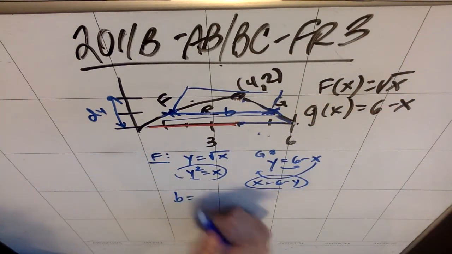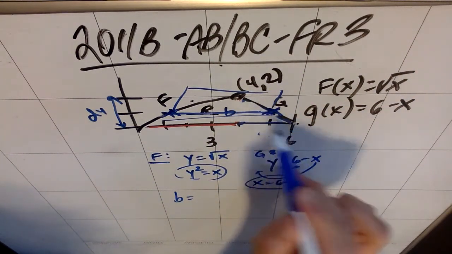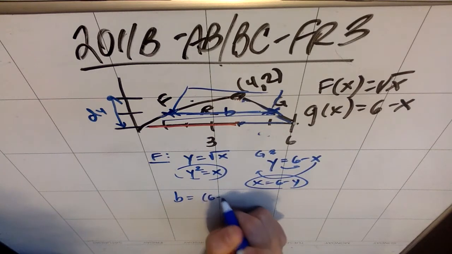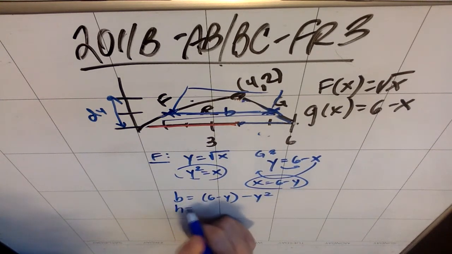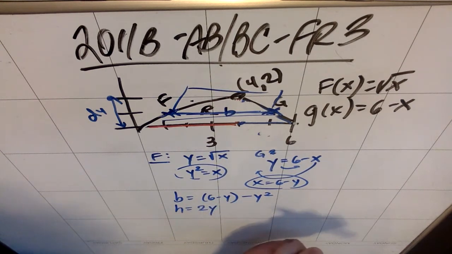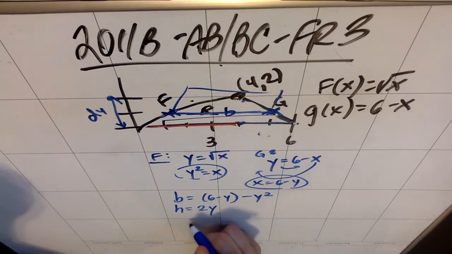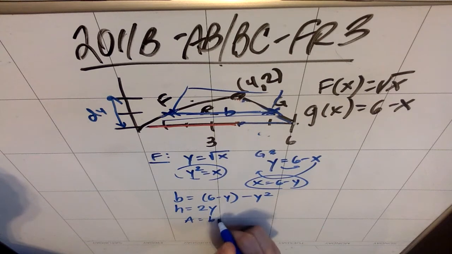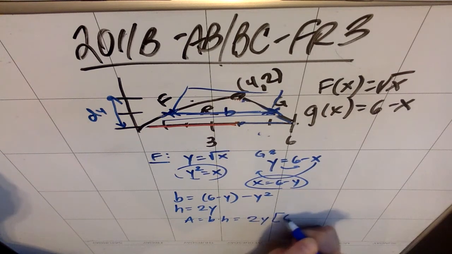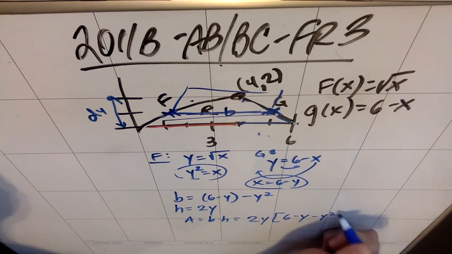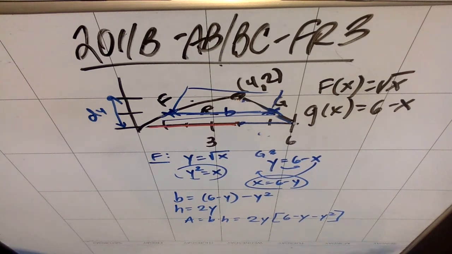So this base is right, which is going to be this g curve, so 6 minus y, minus left, which is the y squared. I know the height of the rectangle is 2y, whatever y value I pick. So that means that the area of this rectangle, which is base times height, is going to be 2y times the quantity 6 minus y squared. And you can clean that up if you want, or you can leave it, nobody cares.